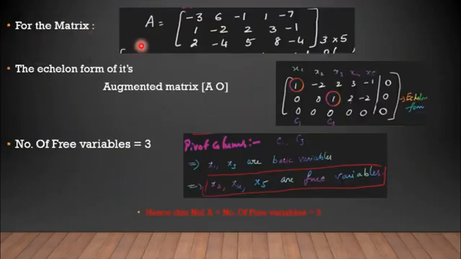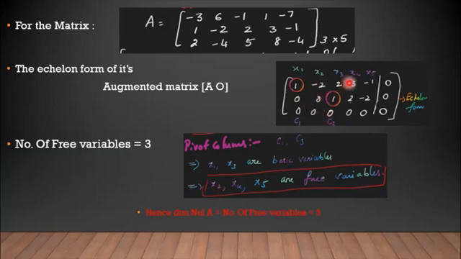Now let us understand this more by observing the previous example. We have done this same problem previously for this matrix. So I'll just mention here the matrix A, a 3 by 5 matrix which you solved in the previous problem, and we have reduced it to echelon form, and its augmented matrix echelon form is this. So which columns are pivot columns here? C1 and C3 are pivot columns. That means basic variables are x1 and x3. Only two are basic variables.